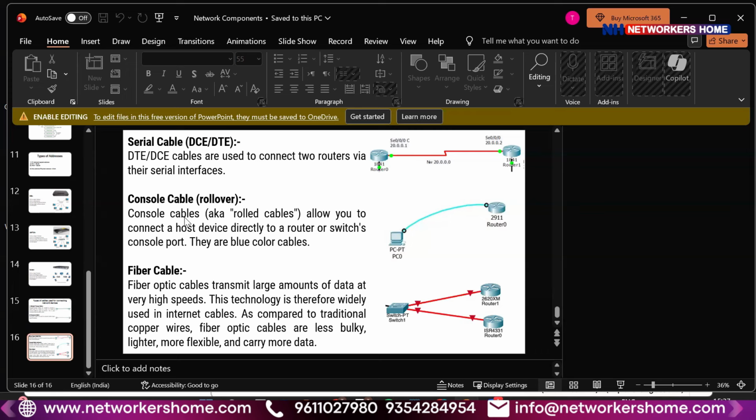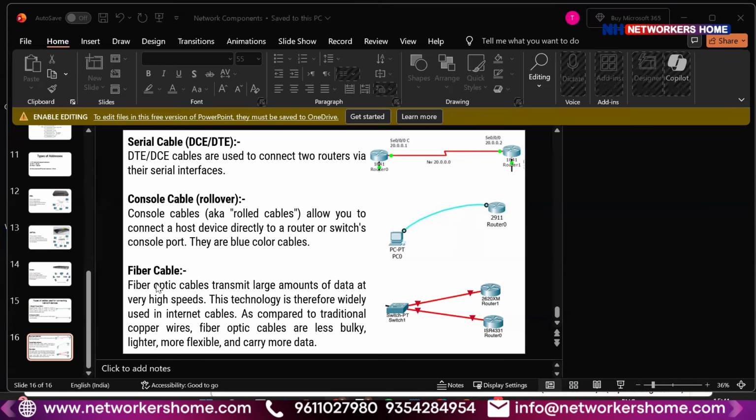Serial cable, we are not using it anymore because it doesn't carry a lot of data and is very slow in speed also. And then we have console cable. If you're purchasing a real-time device for the first time, if you're purchasing a router, it's a fresh router, it will not have any configuration. Then I will take a console cable. In the router console port, I will connect it. The other end, I will connect to my PC. For the initial configuration part, we are using this console cable.